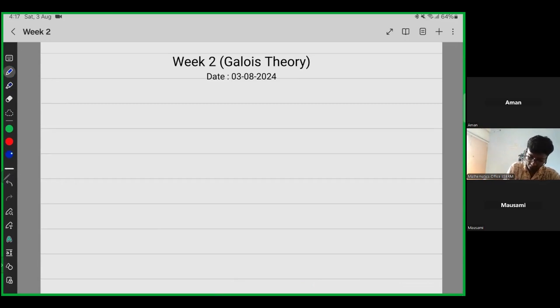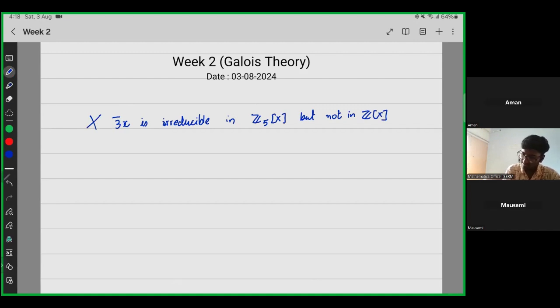Okay, that 3x is irreducible in Z5[x], but not in Z[x]. So this is a wrong statement. Any degree 1 polynomial is irreducible in any polynomial ring.